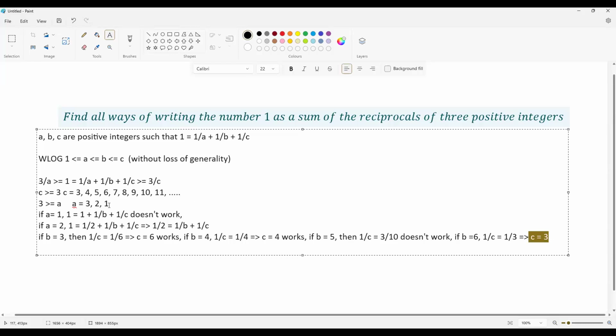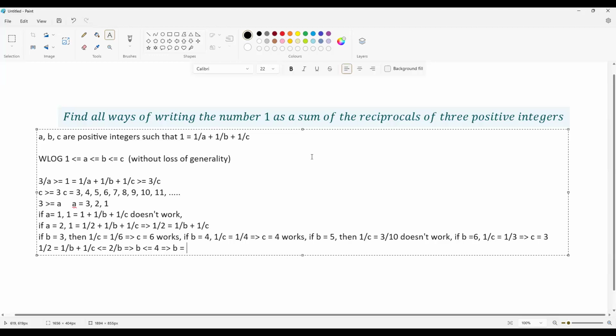But we're forgetting a condition. C is bigger than or equal to B. Wait, hold on. Yeah, and B is equal to 6 and C is equal to 3, which doesn't work. So we realize once B becomes too big, there are no more solutions. Because 1 over 2 is equal to 1 over B plus 1 over C, and that is less than or equal to 2 over B, which implies B is less than or equal to 4.